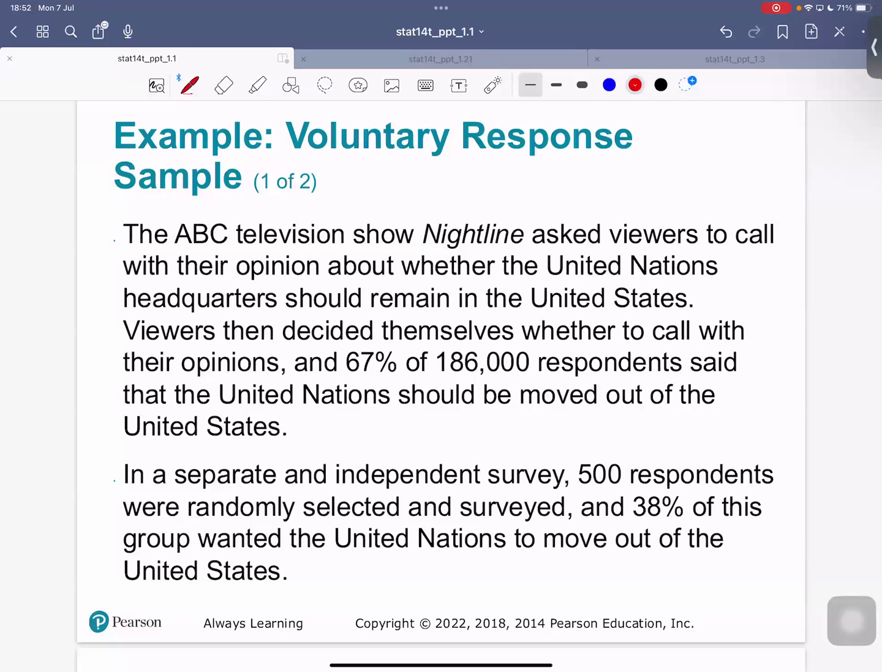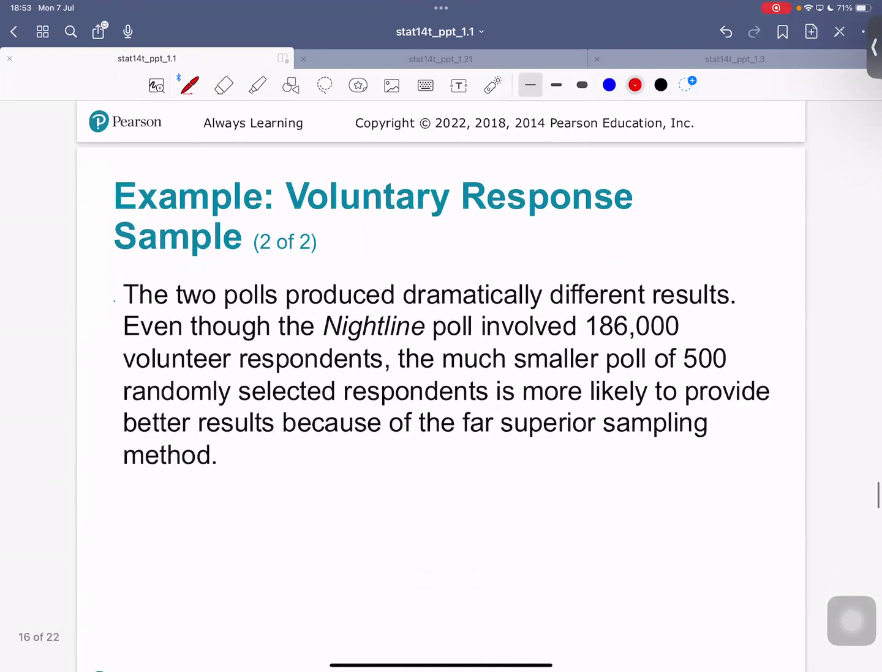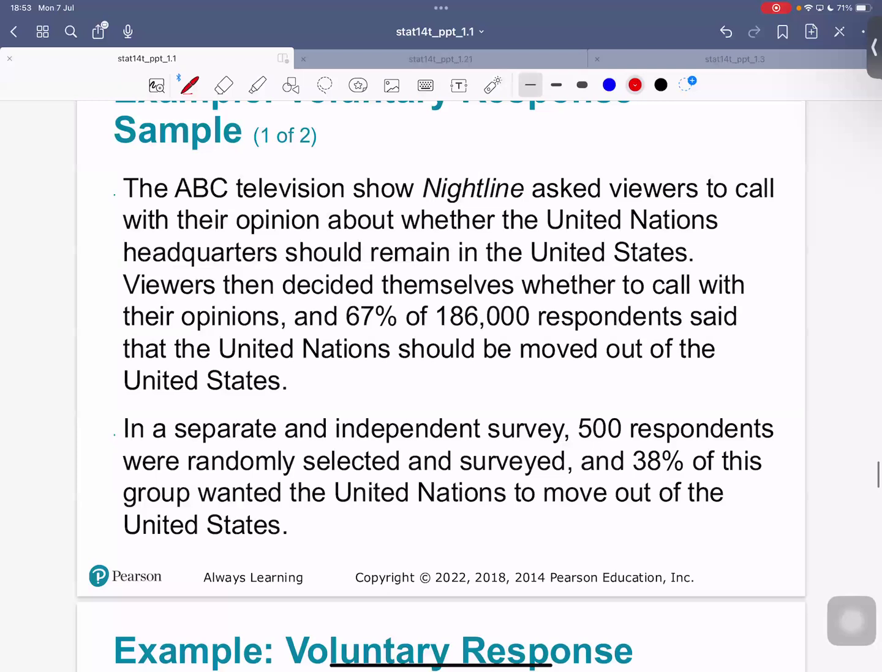Because they were able to call in and decided to give that information. And in this case, if we use this result to make the conclusion, then it's the wrong conclusion. Actually, the two polls produced dramatically different results. Look at this one. Yeah, so we can see in this case the bias, or the error, is very big.